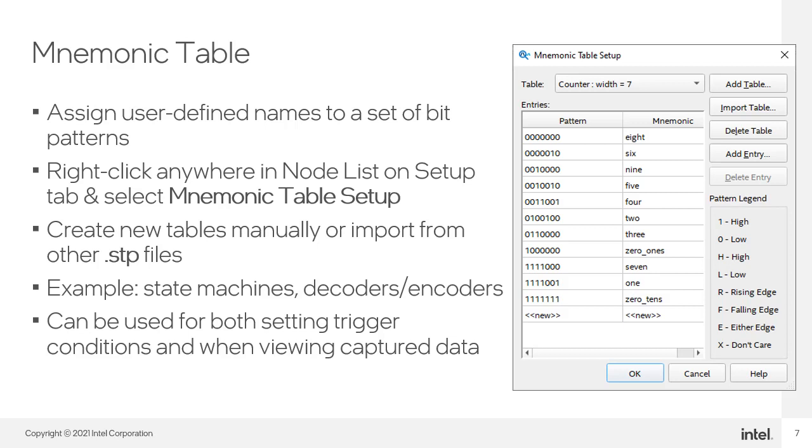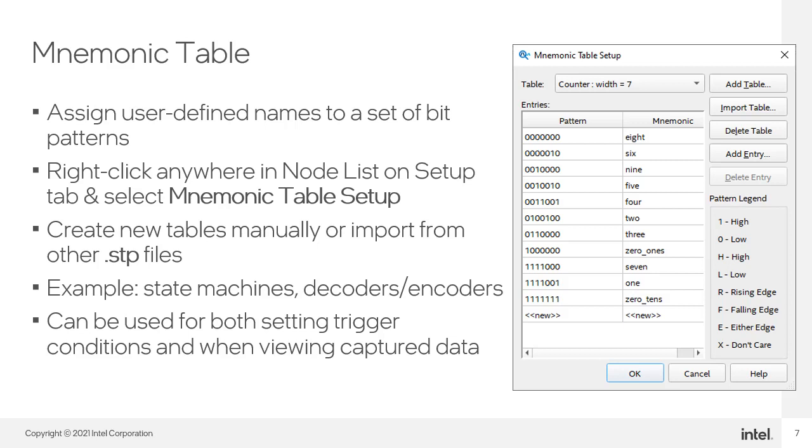As seen in the Data tab in Part 1 of the training, a mnemonic table can clearly display the meaning of a bit pattern in the captured data without having to decode the bits. Tables can be created manually using the Mnemonic Table Setup option. Tables can be created, edited, or imported from other .stp files. In the example shown here, the table maps names to bit patterns that represent signals that drive a 7-segment display.